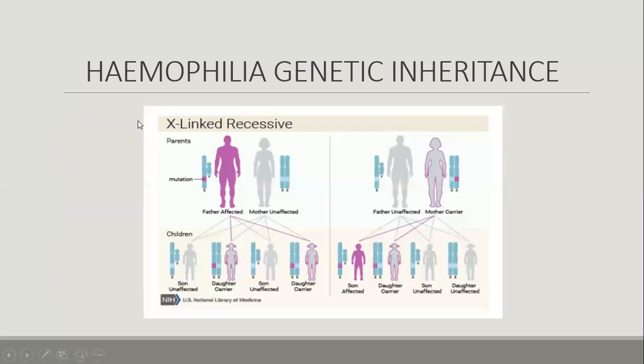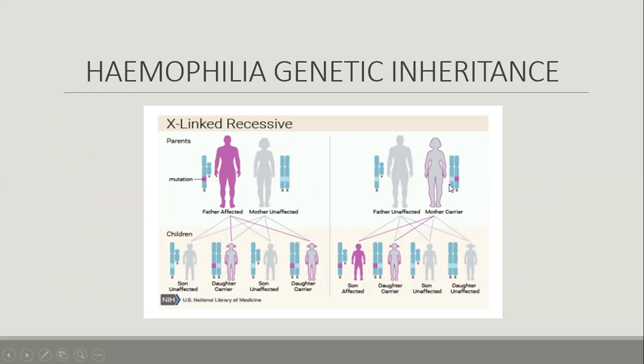As you can see here, this is the affected father. He has hemophilia and at the X chromosome there is mutated gene while the mother is normal. So the offspring produced are normal sons and the daughters will be the carrier of hemophilia.